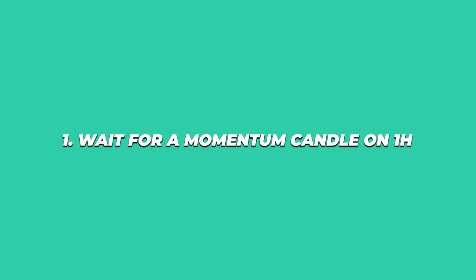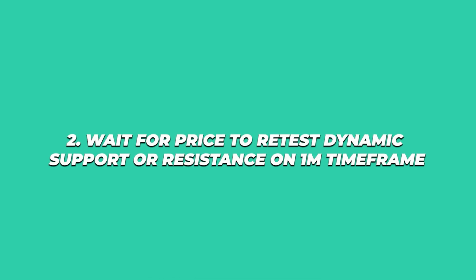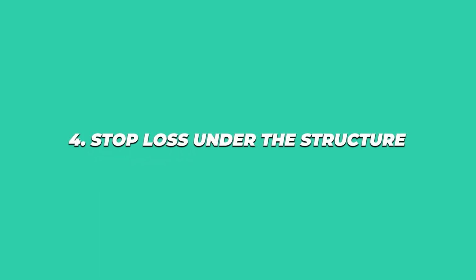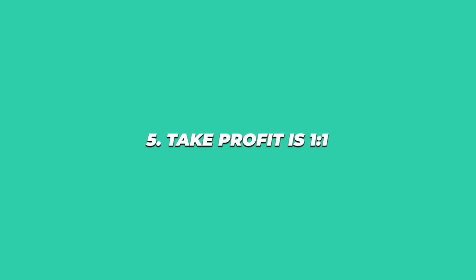So the rules of this strategy are very simple. Number one, we are going to wait for the momentum candle on the 1 hour time frame. Number two, we are going to wait for price to retest the dynamic support or resistance on the 1 minute time frame. Number three, entry can be done through style number one or style number two. Number four, stop loss is going to be under the structure, wherever that is. Number five, we're going to have a take profit of a ratio 1 to 1.